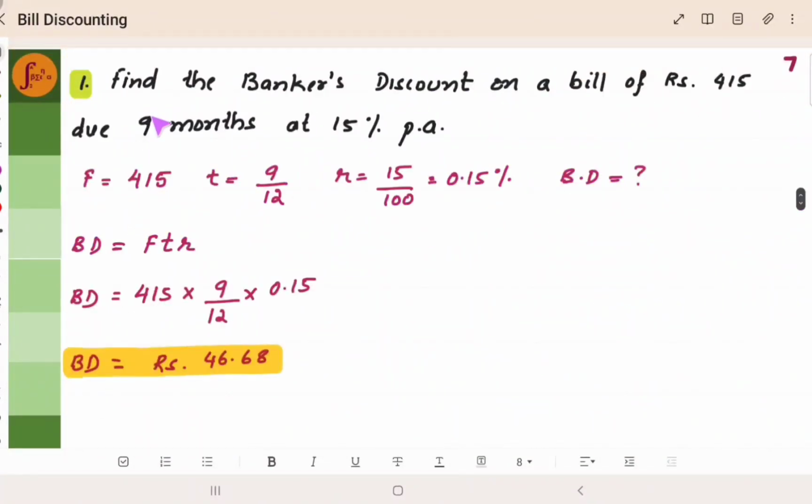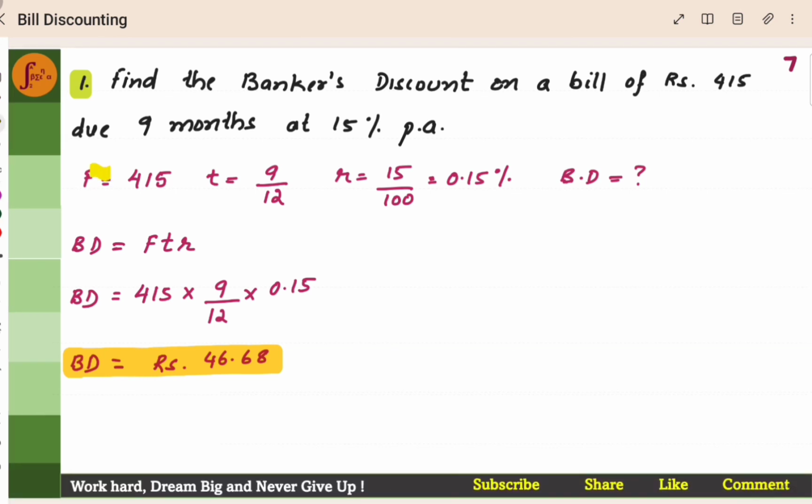So first one, find the banker's discount on a bill of rupees 415 due 9 months at 15% per annum. You need to find banker's discount. What is banker's discount? Banker's discount is nothing but the simple interest calculated on the face value. So if F is the face value, right? Simple interest calculated on this. What is simple interest formula?